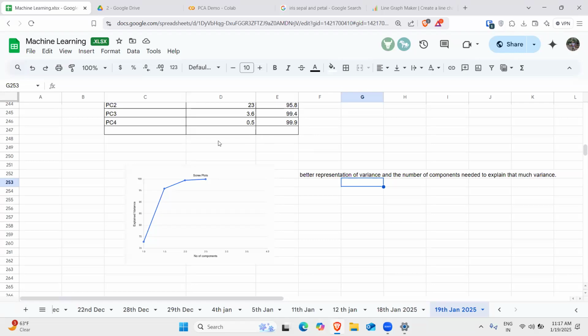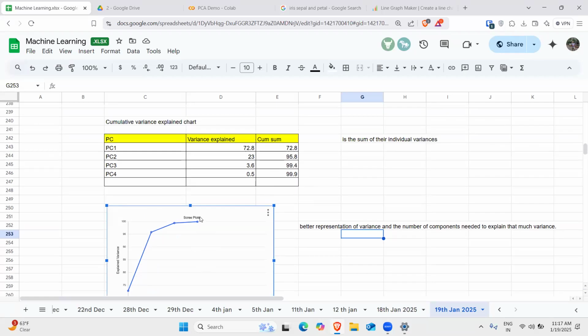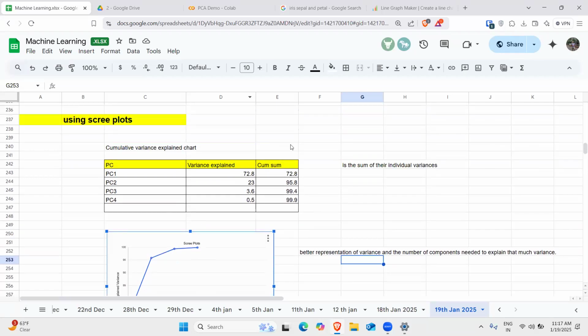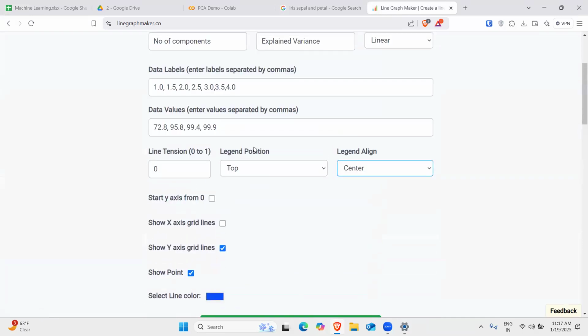Now I'll give you one question on this. In the following Scree plot, which you can see, how much total information is retained using only three principal components? Using only three principal components, how much information is retained? What do you think?